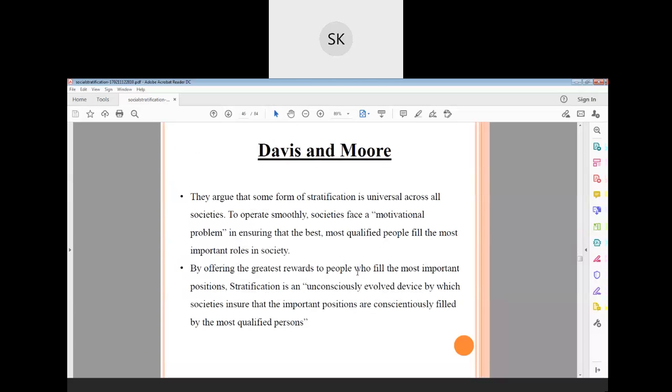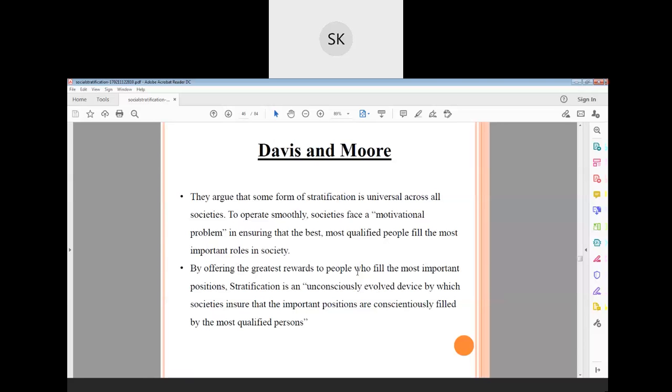Davis and Moore argue that some form of stratification is universal across all societies. To operate smoothly, societies face a motivational problem in ensuring that the best, most qualified people fill the most important roles in society. Actually, what Davis and Moore said is that stratification is universal. It is not only in the United States, not particularly in India, not particularly in South Africa, and not in any particular place. It is not that stratification exists only in Guwahati, only in Tamil Nadu, only in Maharashtra, or only in Delhi.